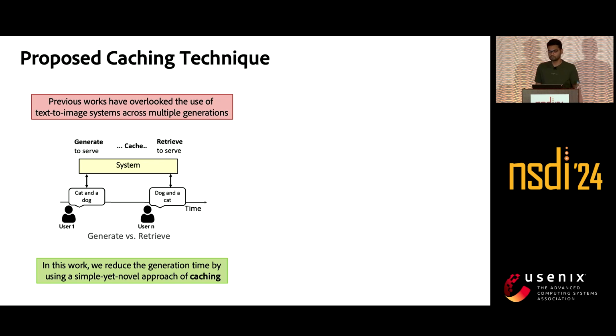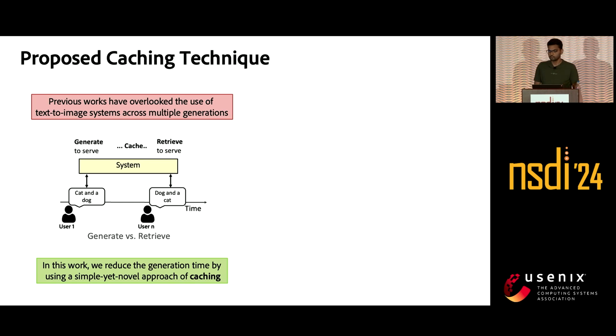The technique we propose does not require any further training and can be used out of the box for any new model. One can directly make the system efficient by simply caching the user generation for serving queries in the future. For example, we see on this slide when a new user queried for the same prompt with a dog and a cat, caching it earlier could have helped.